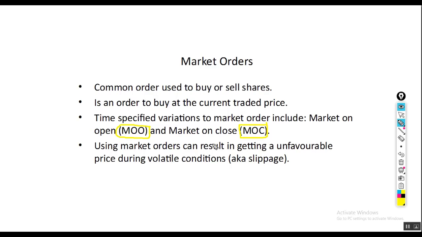So during volatile conditions, it's not really ideal, unless you're more of a long-term trader or investor and you don't mind taking a little bit of slippage, which is the price being unfavorable to what you wanted. Then you may still use this order type. But that's the most basic of all orders. So buy at market is to get the current price.